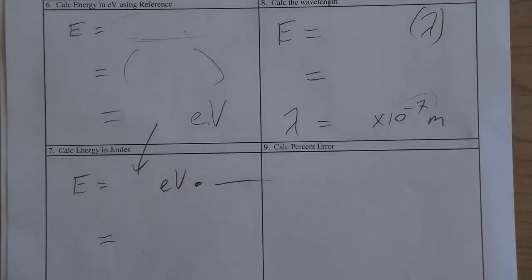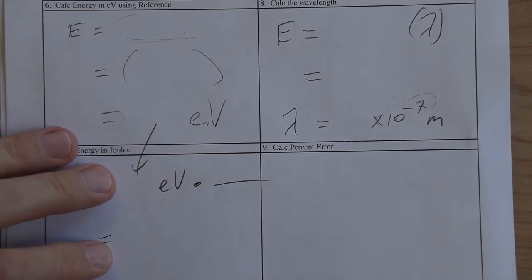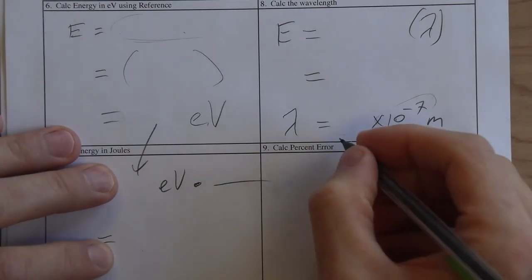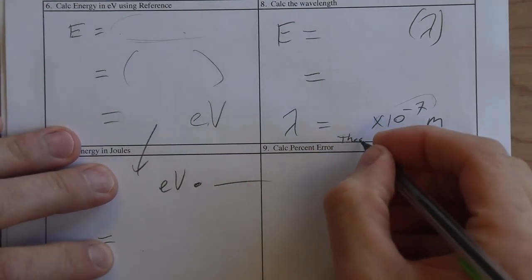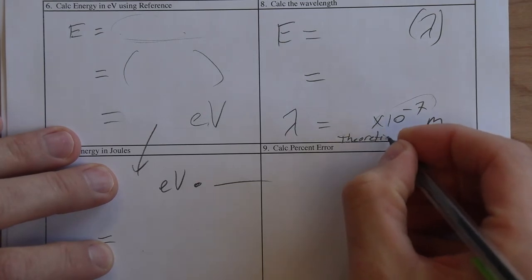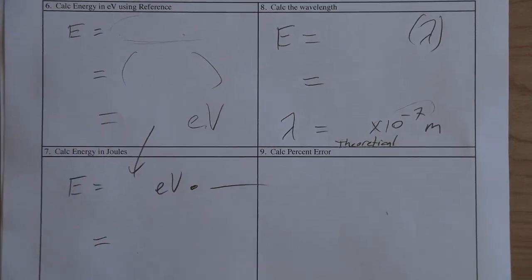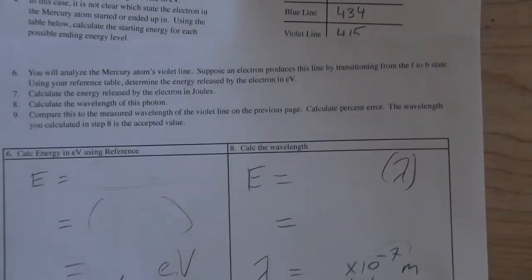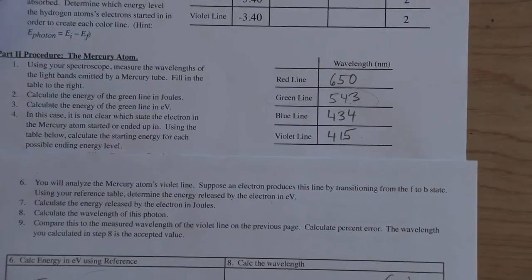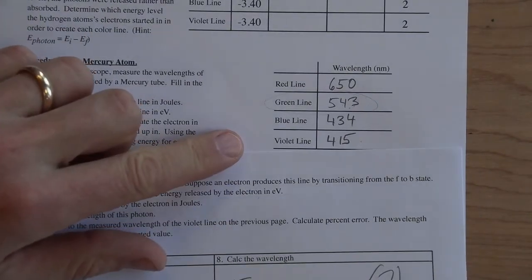And now we have to calculate the percent error. So again, this is the theoretical value. It's the value as determined by formulas off the reference table and data on the reference table. The experimental value, the value we measured in our experiment, is right here.